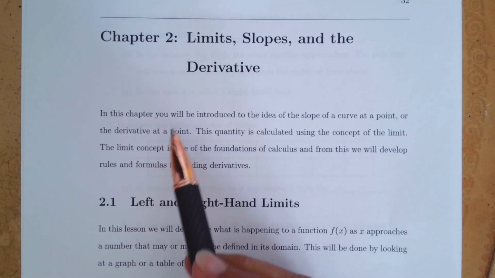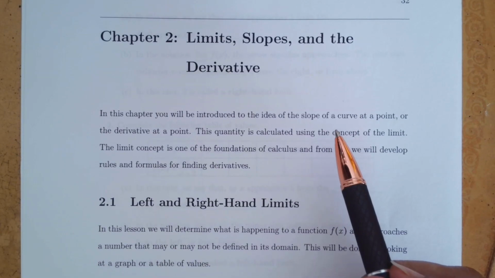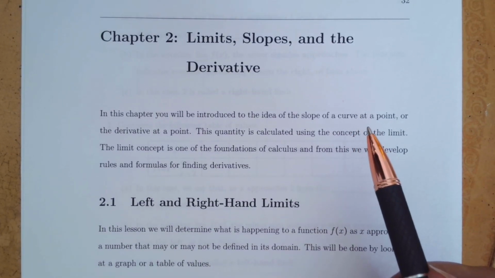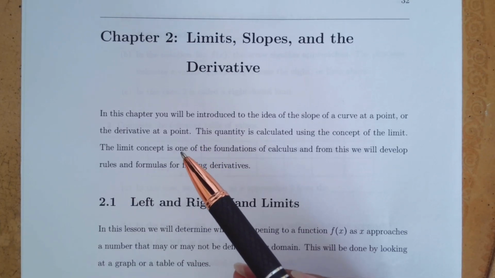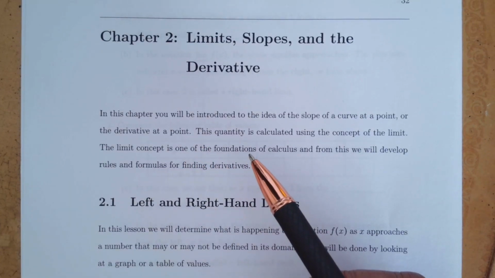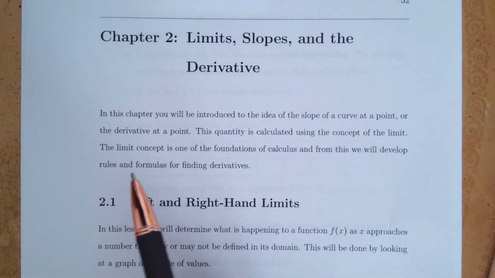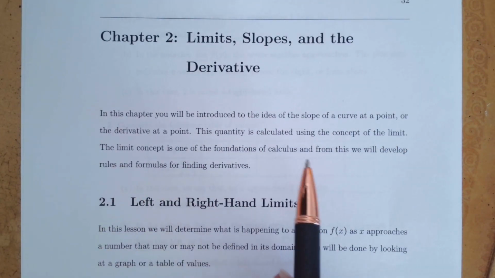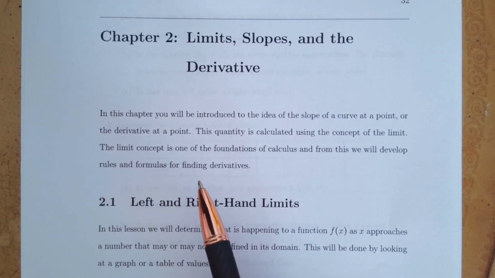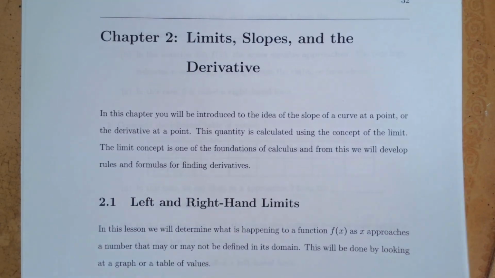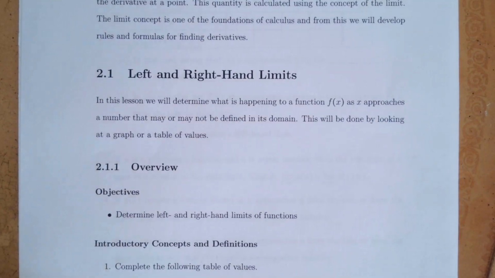At the beginning of your section notes, it says that in this chapter, we'll be introduced to the idea of the slope of a curve at a point, or the derivative at a point. Those are both the same things, as you'll find out. This quantity is calculated using the concept of limit, which we're going to work on today. The limit concept is one of the foundations of calculus, and from this we will develop rules and formulas for finding derivatives.